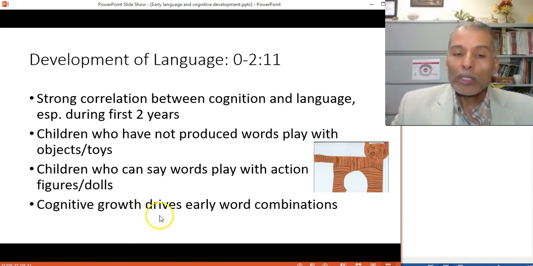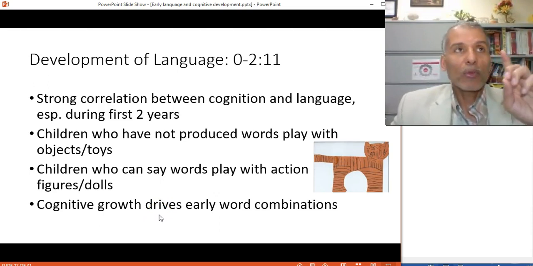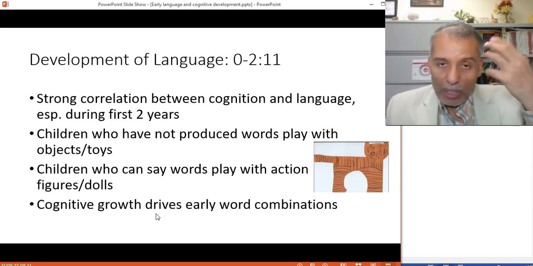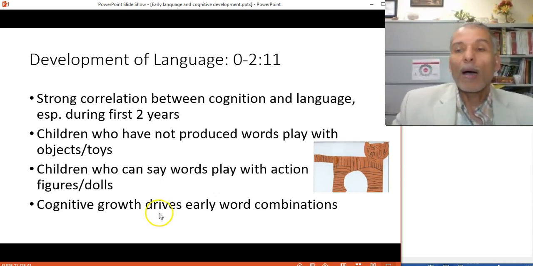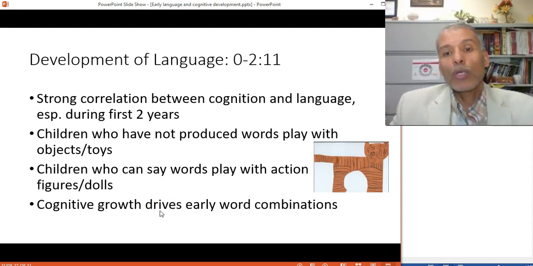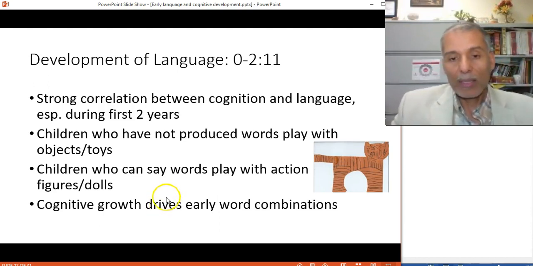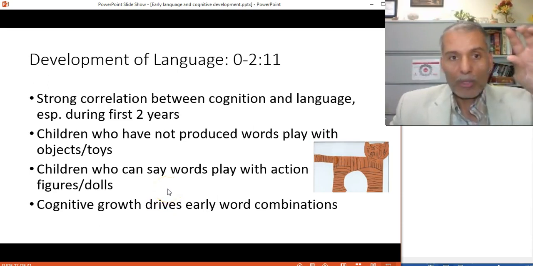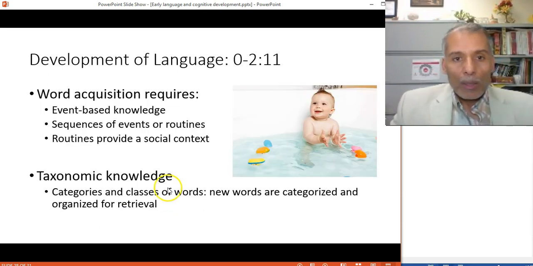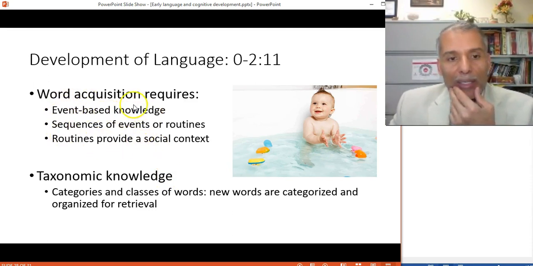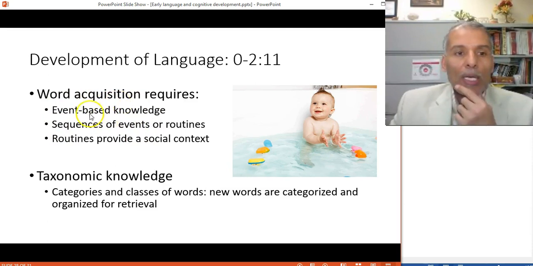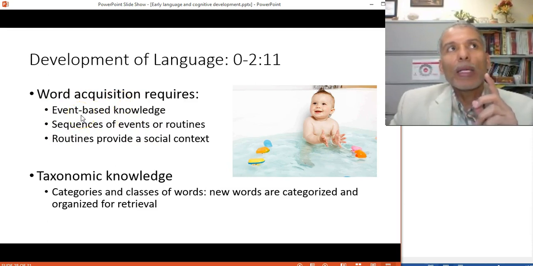Cognitive growth always drives early word combinations, because you have to have enough memory, you have to have the ability to store and manipulate language. You wouldn't be able to combine words if you do not have memory to sustain that knowledge, so you can assemble words and put them in the right sequence. In order to learn language, to learn a word, you have to have these basic skills to acquire just a single word. You have to understand the meaning of the event as you use the word.